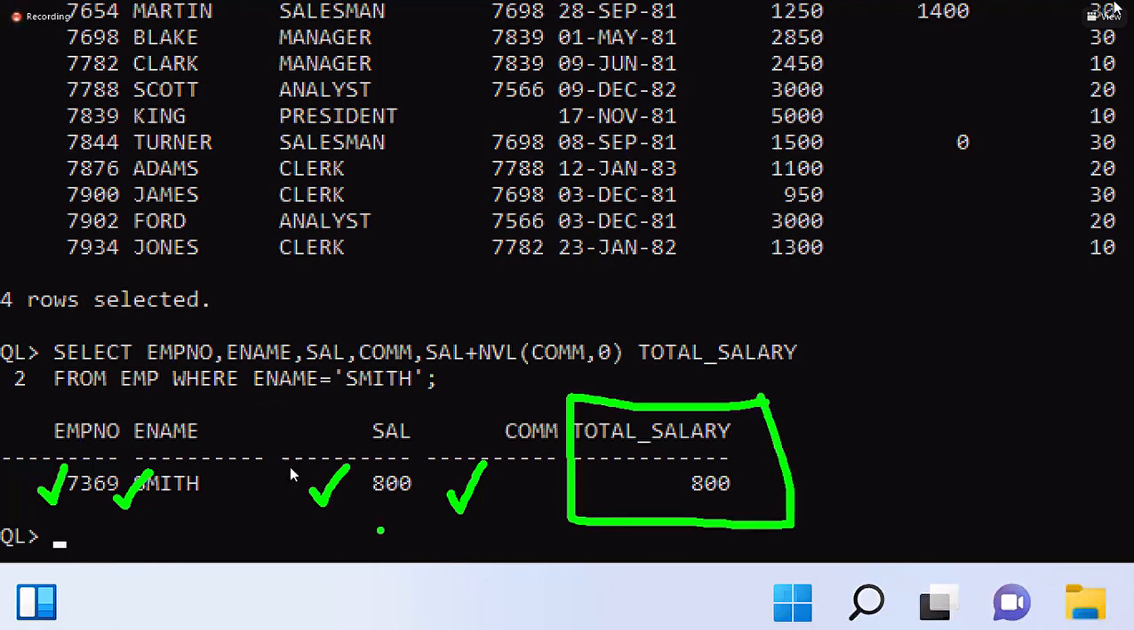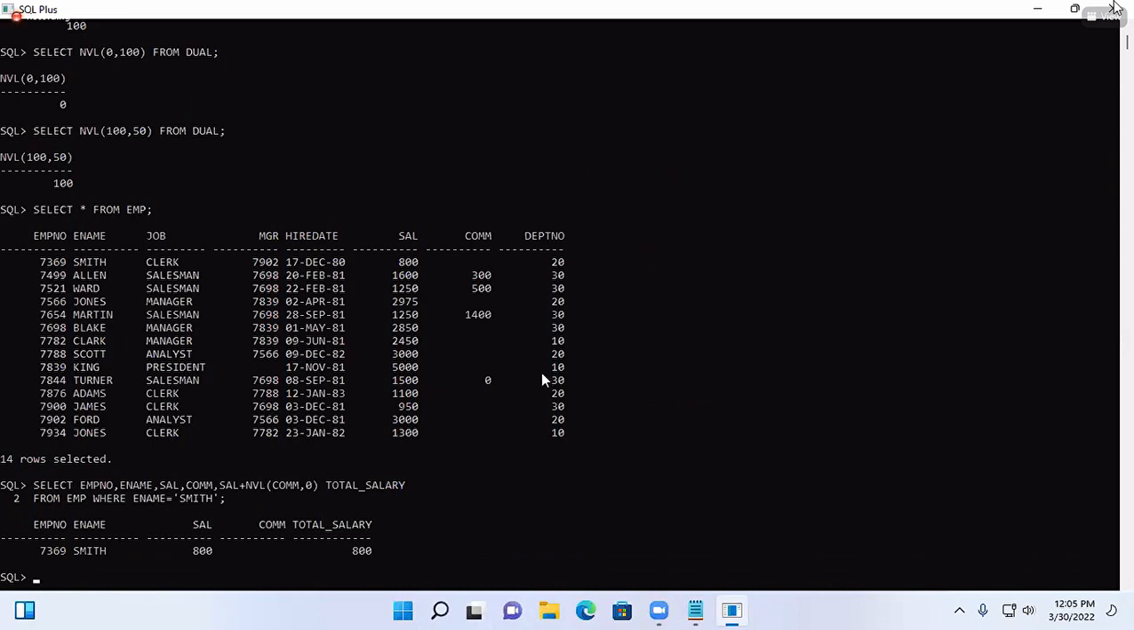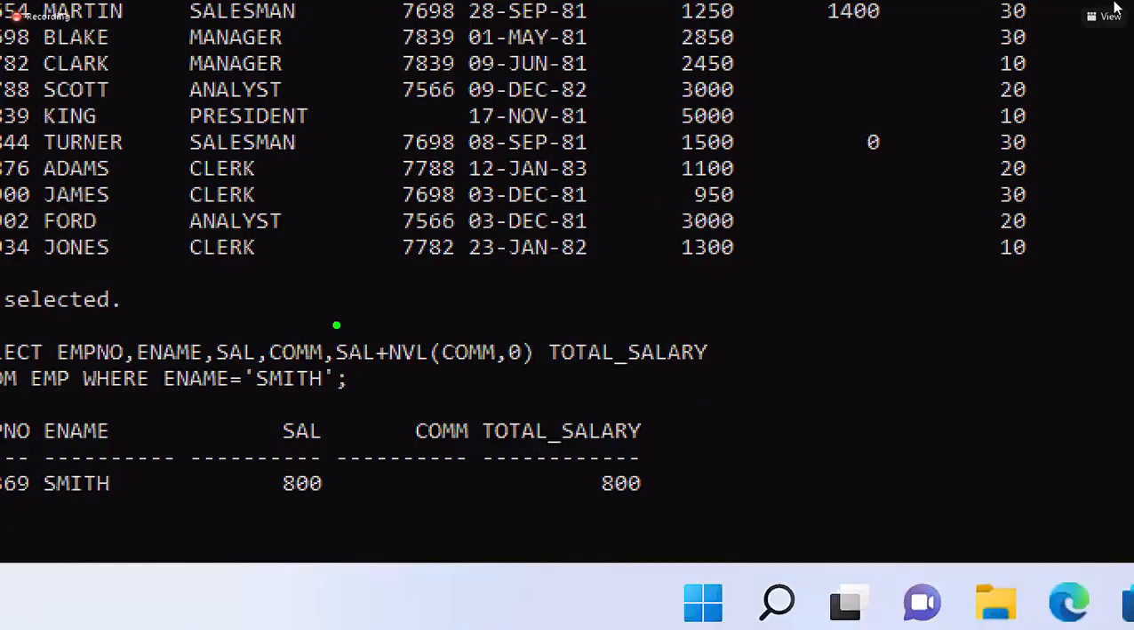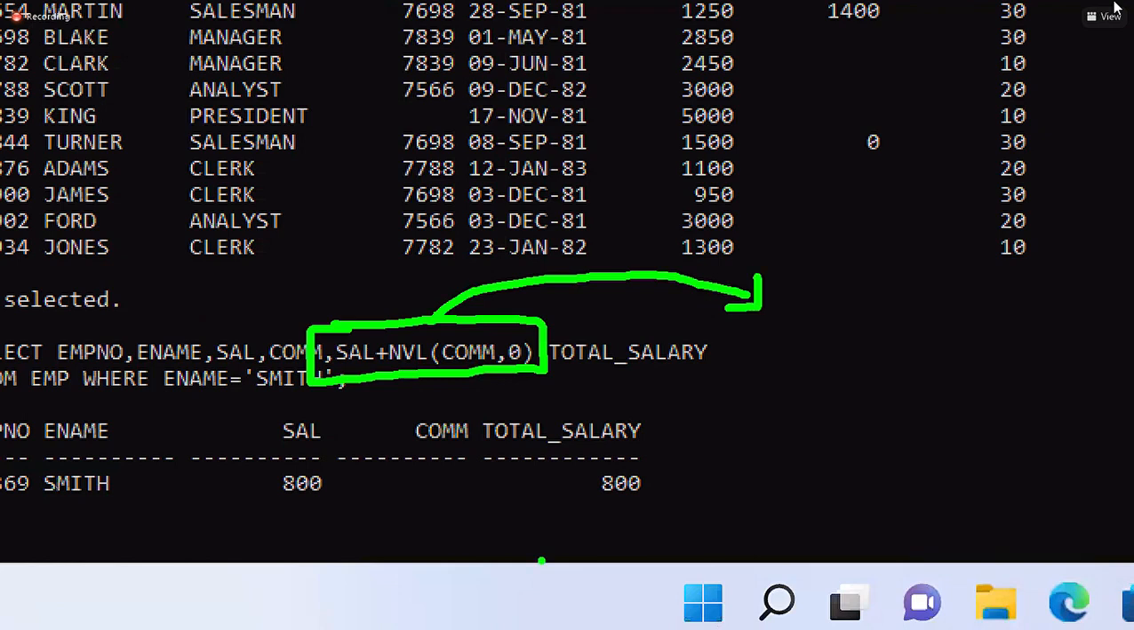So what was happening here, sir, carefully observe. Now this is our expression. Yes or no? The same expression I will take here. My expression will be sal plus NVL of commission comma 0. This is what I gave. In this expression, your values will be substituted now. Now tell me, how much salary? Come on, 800. I substituted my values, that's it.